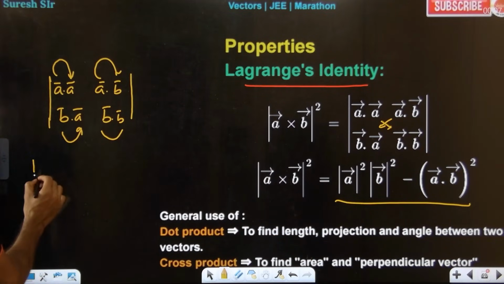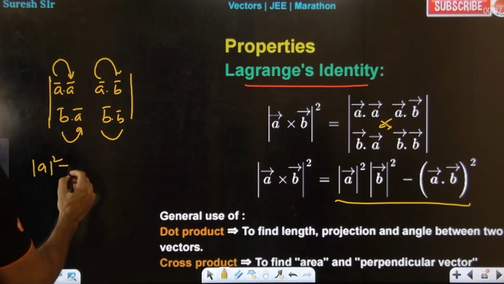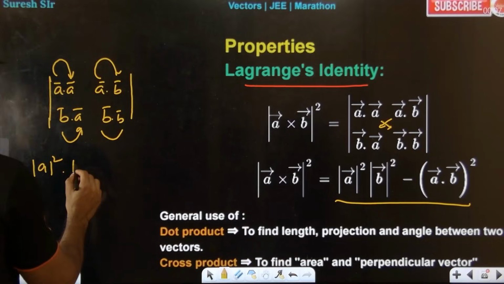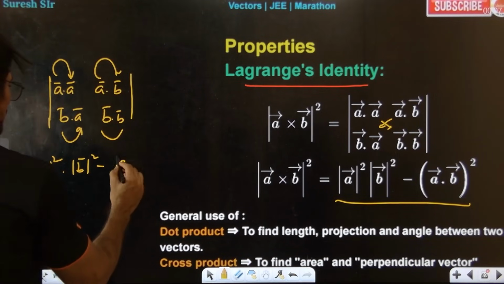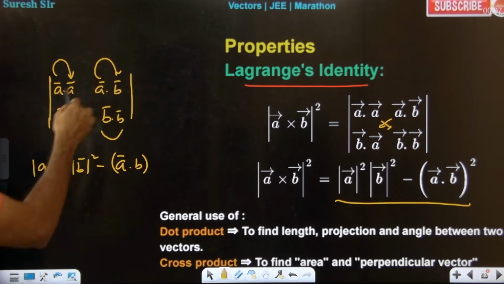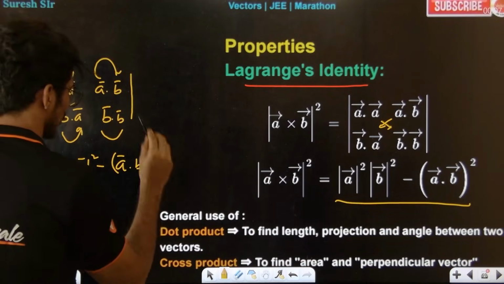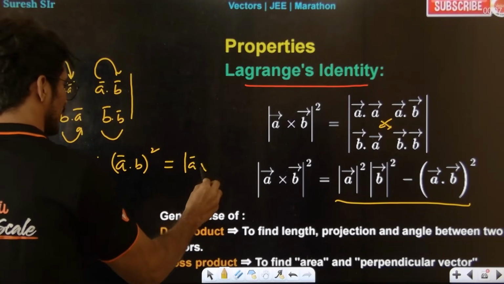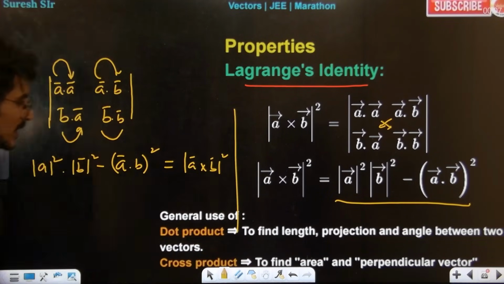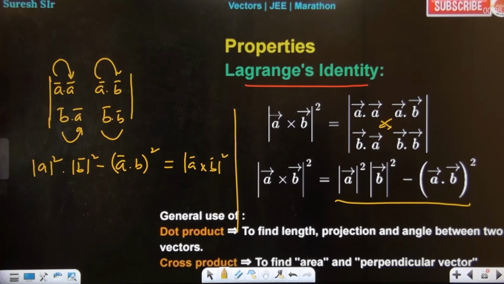Tell me what this is. Magnitude of A square into magnitude of B square minus A dot B into B dot A, both are the same, so A dot B whole square. This is the formula for magnitude of A cross B whole square. Yes or no? Are you getting the point?